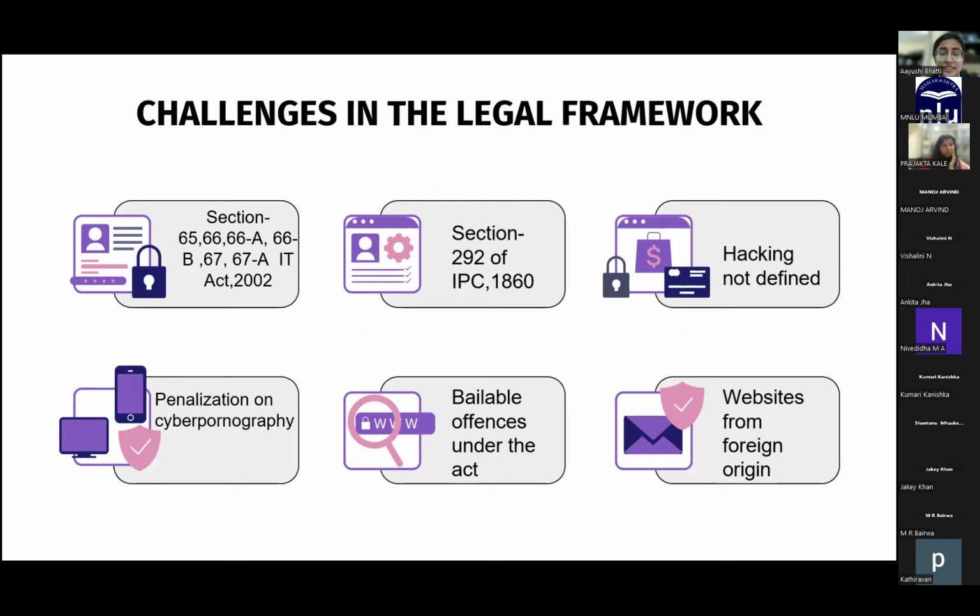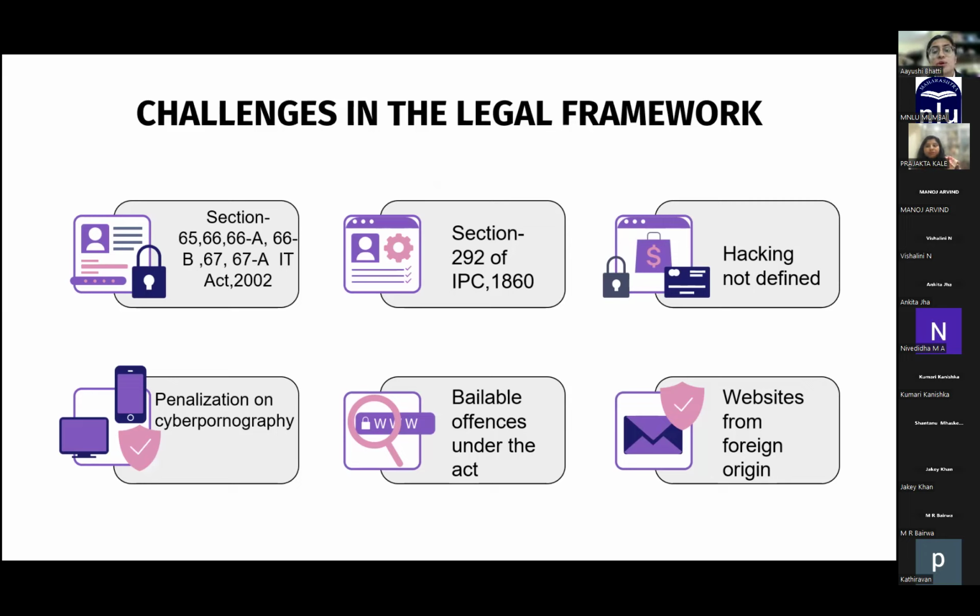Now, the challenges in the legal framework. Sections 65, 66, and various other sections of the IT Act deal with computer-related offenses. Section 66 deals with dishonestly accessing a computer, or punishment for sending offensive messages through online media or electronic modes. Section 66B deals with dishonestly receiving a stolen computer or any resources from a computer. 66E deals with leaking someone's private information without consent.